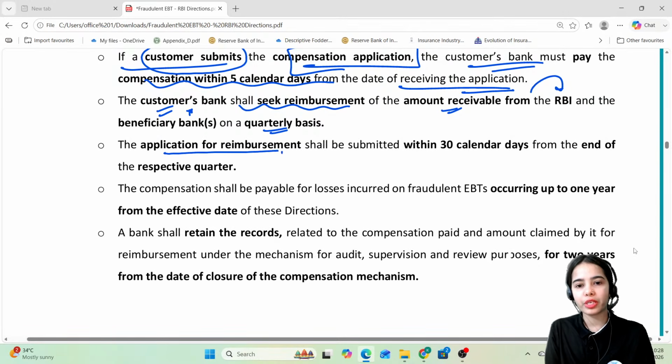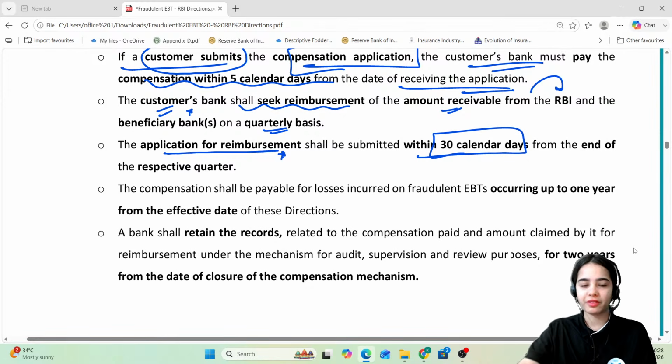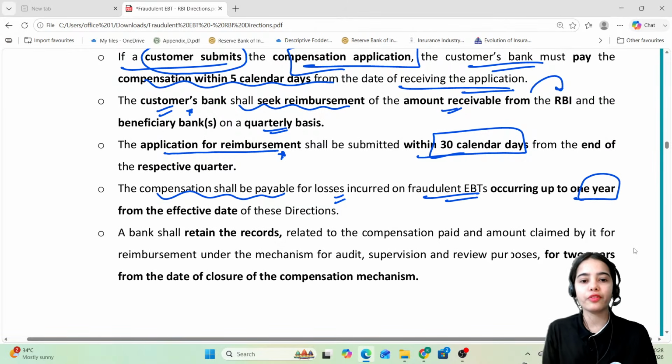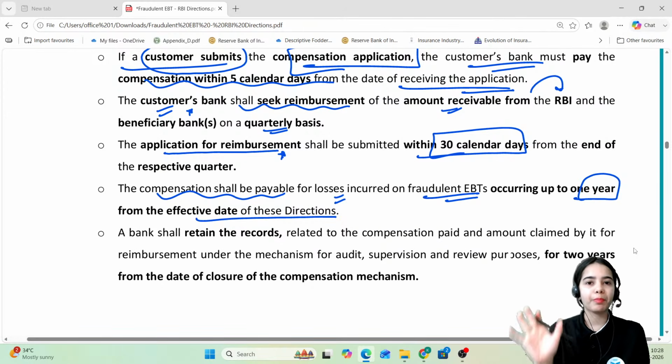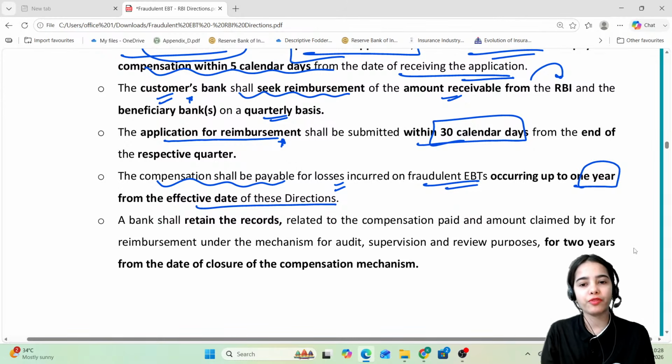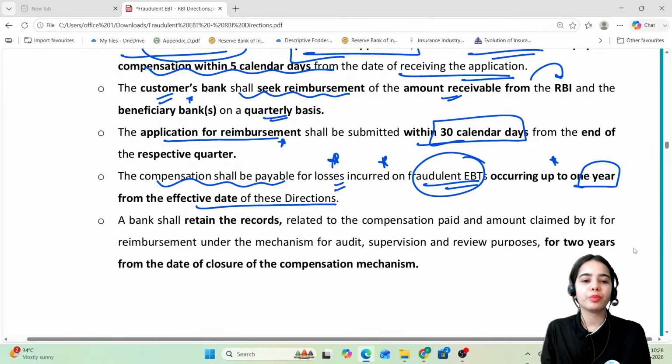The application of reimbursement shall be submitted within 30 calendar days from the end of the respective quarter. The compensation shall be payable for losses incurred on fraudulent EBTs occurring up to 1 year from the effective date of these directions. These directions are effective from 1st January 2027, so for 1 year this compensation will be provided.